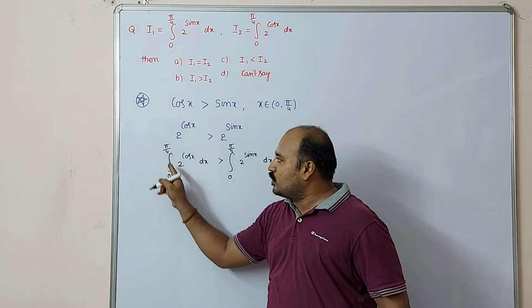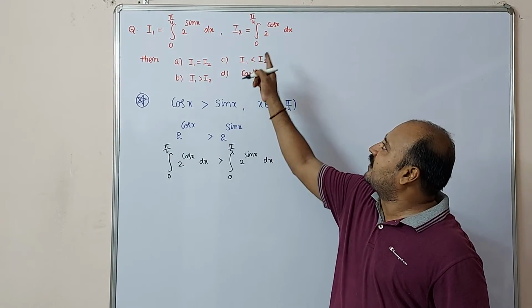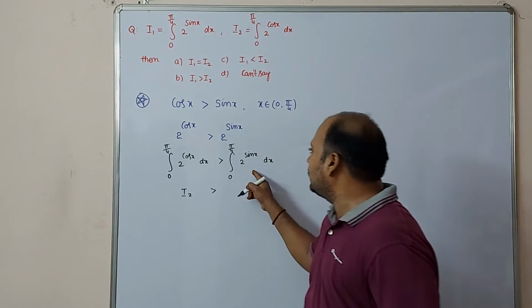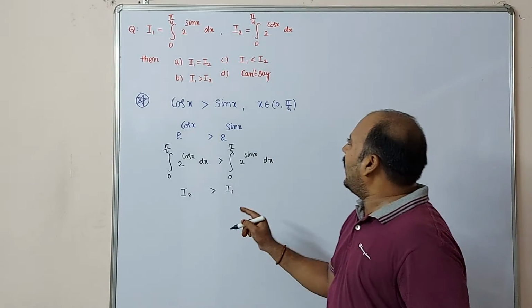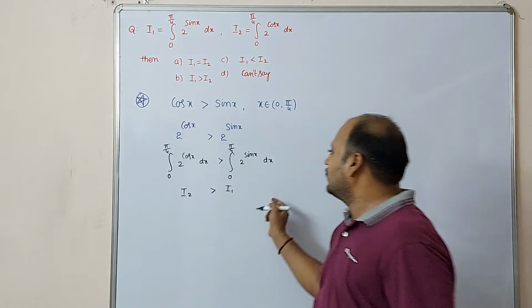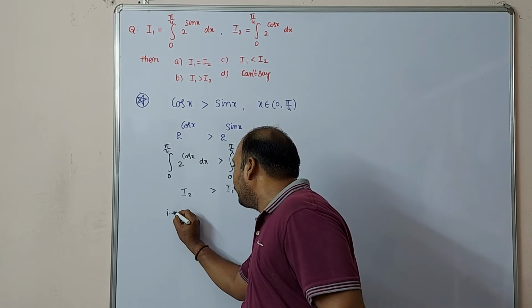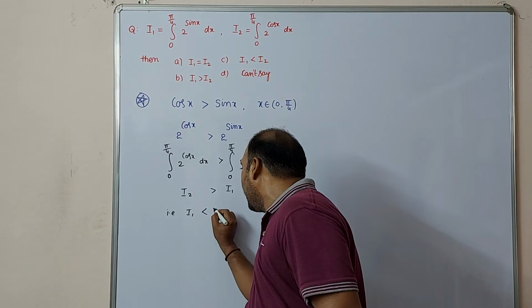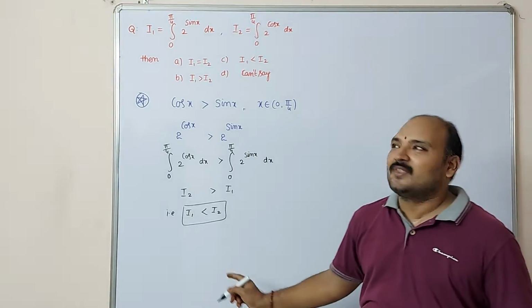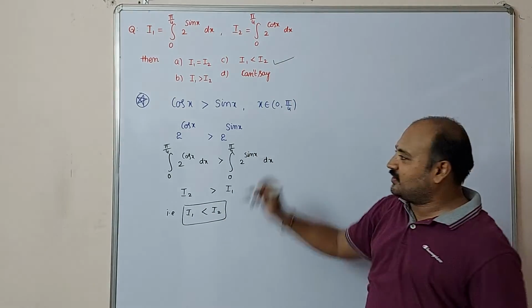So the integral 0 to pi by 4 of 2 power cos x dx, its value is what? I2 is greater than, this is obviously I1. I2 is greater than I1, which means I1 is less than I2. So we can write it as I1 is less than I2. I hope you understand. So the answer is the third option.